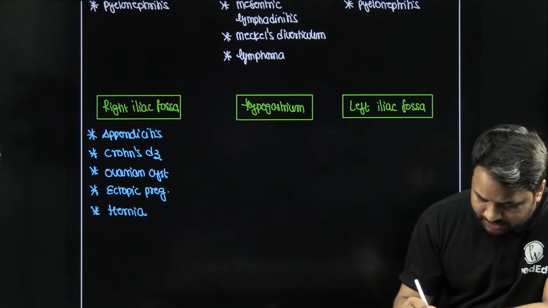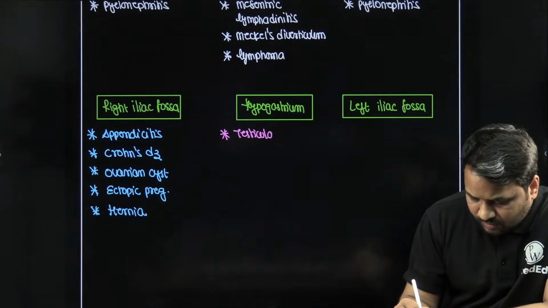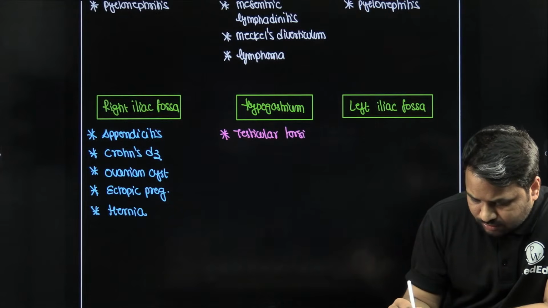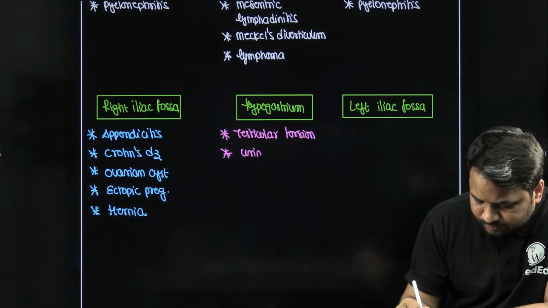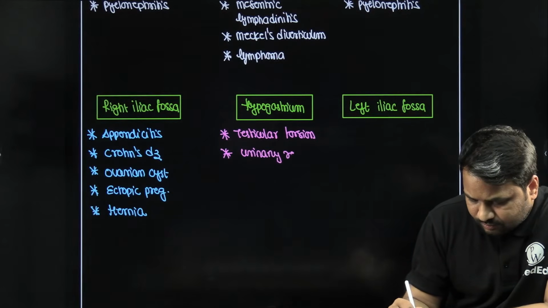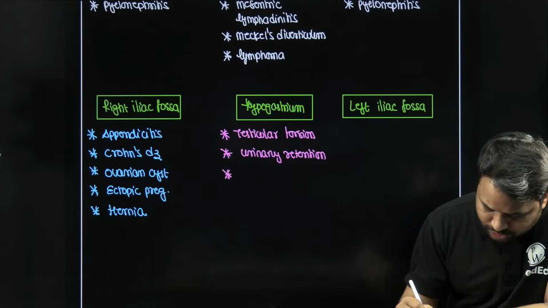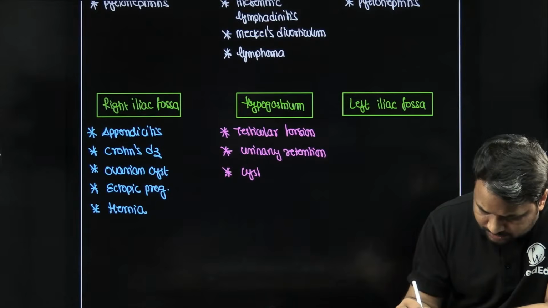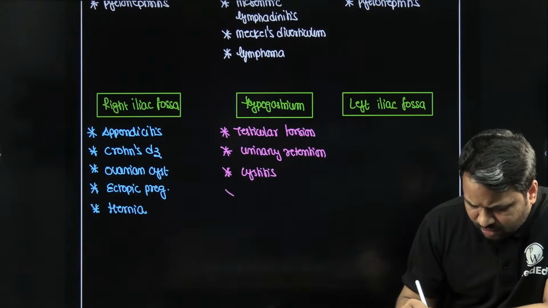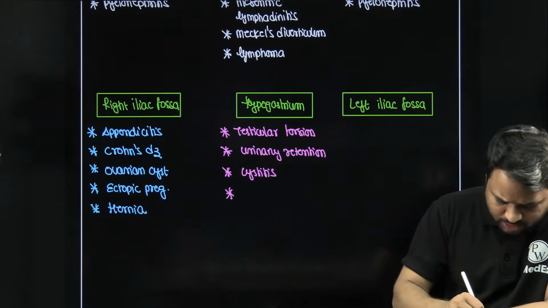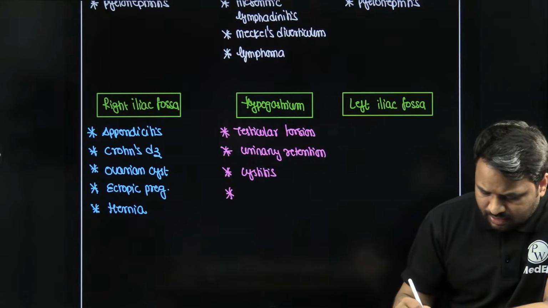Hypogastric pain is going to be seen in testicular torsion, urinary retention, cystitis, and in gynecological, it is pregnancy-related causes. Example like abruptio placenta, and all that. So, right, I'll just say gyna causes.